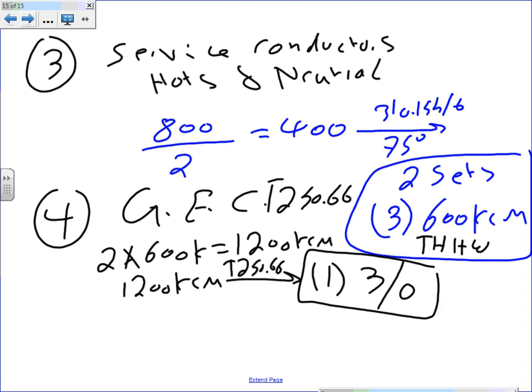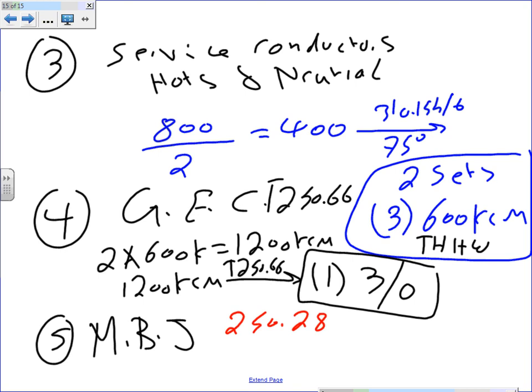The last thing, number 5, is the main bonding jumper. For the main bonding jumper, guys, since we exceeded 1100 kcmil, we have to take the 12.5%. So you're going to go to 250.28 and 250.66. Piece of cake. You're going to take 0.125 times 1200. Anybody can help Nick? Please help him. 150, thank you. 150 kcmil.